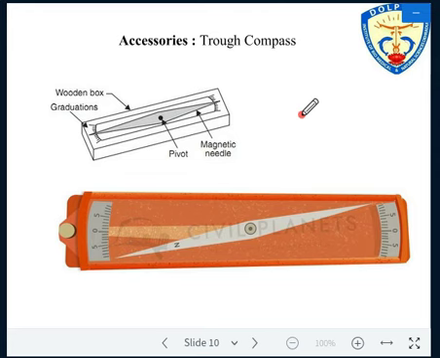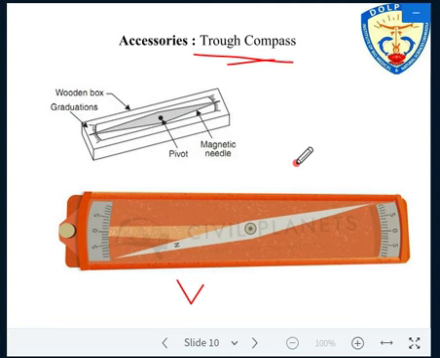Now the accessories that are also used there. So first is the trough compass. Compasses look like that. You just look at this here. The compasses look like that, and you all know the feature of a compass. The purpose of a compass is to show you north and south direction. So this trough compass is required for drawing the line that is going to show you the magnetic meridian on the paper, and it is also useful to orient the table to the magnetic meridian.